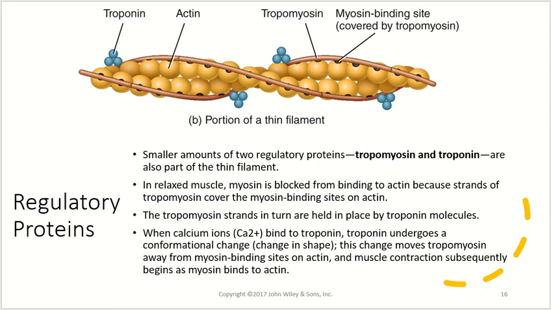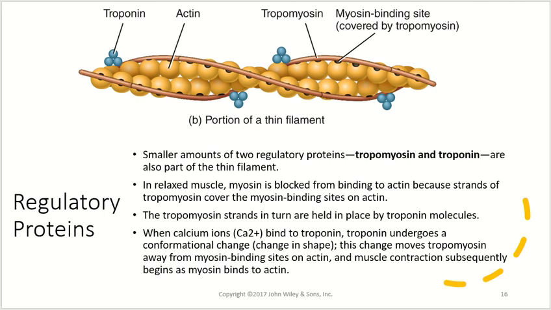These tropomyosin strands are going to be held in place by our troponin molecules. So we've got these kind of holding them in place. However, when calcium ions are present, like when we're triggering a muscle contraction, they're going to bind to this troponin molecule. So troponin is going to undergo a conformational change, and this is going to pull that tropomyosin molecule away from the myosin binding site on the actin molecule. And this is going to allow myosin heads to bind to the actin molecules, and the muscle contraction is subsequently going to begin. So that's kind of how that works.